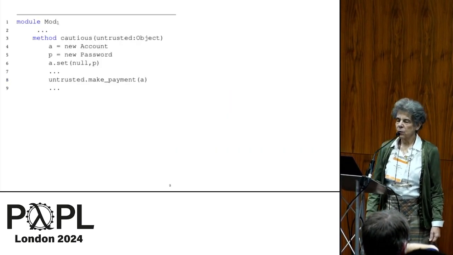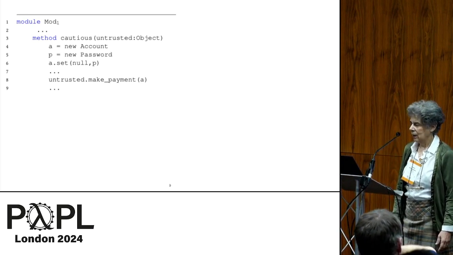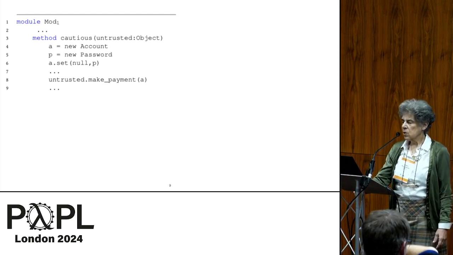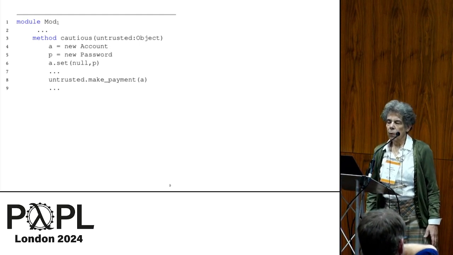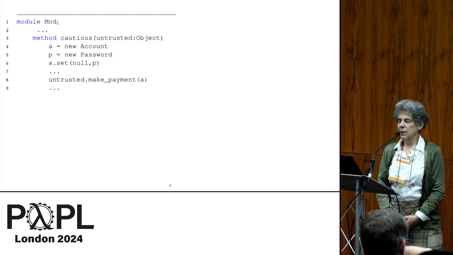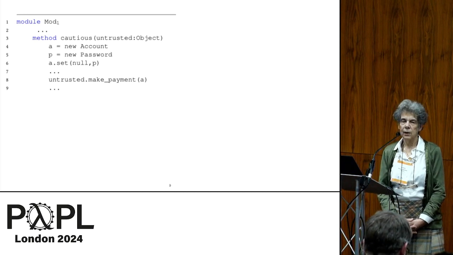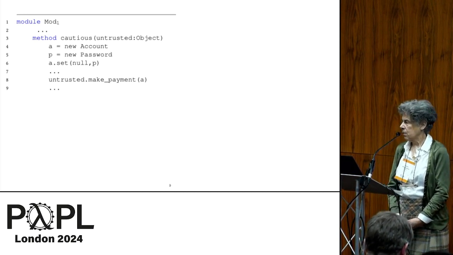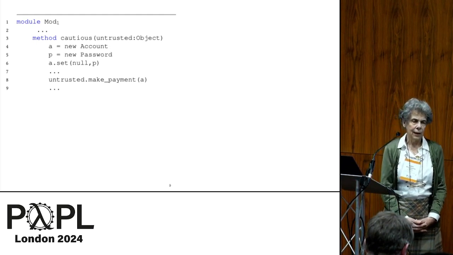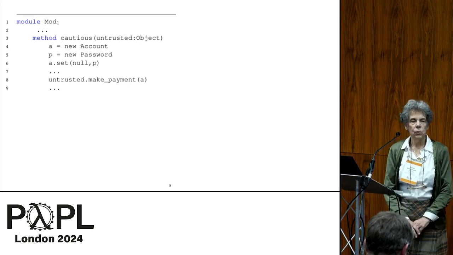And in order to introduce the fourth challenge: reason about unknown code, about calls to external functions. So here we have got an example where I have a further module, a client. It has got a cautious method to which I am passing an untrusted argument. The untrusted is of class object. I know nothing about this untrusted. And within that method, I create an account. I initialize the password. I put perhaps some money into that account.